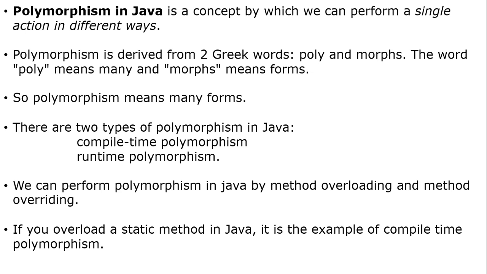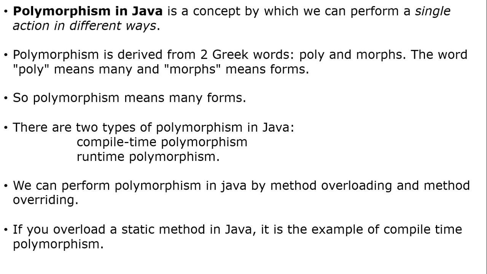A real-time example for this polymorphism is you yourself. In college you act like a student. In your home you may be a son, brother, sister, or daughter. Like this you are playing so many roles. A single person playing many roles is nothing but polymorphism in Java.